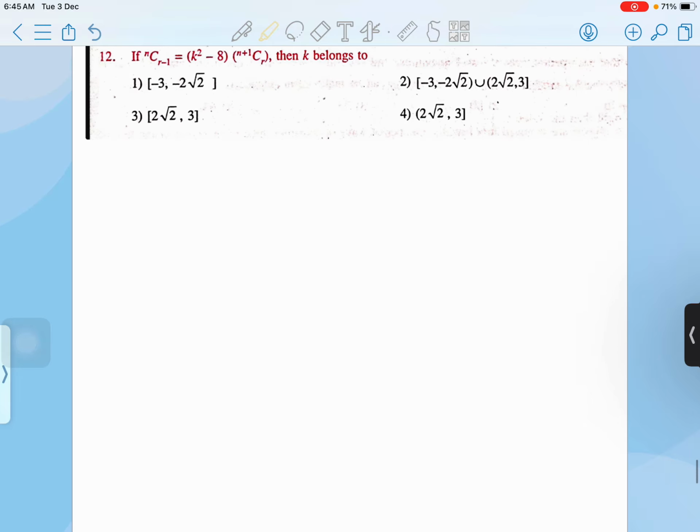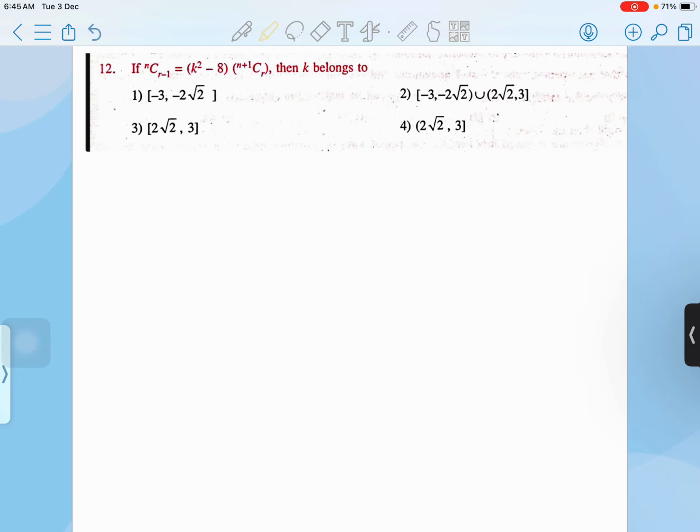Next, 12th one. Here in the 12th one, if you see, nCr minus 1 equals k square minus 8 times n plus 1 Cr. So this n plus 1 Cr comes to this side, over k square minus 8. You have any formula where n is increased and your base values are also increased? Both increased we mostly won't have.